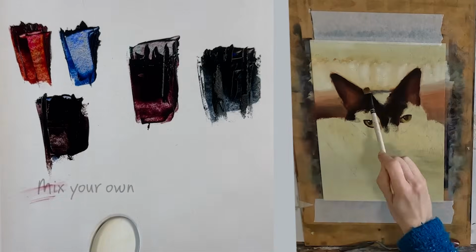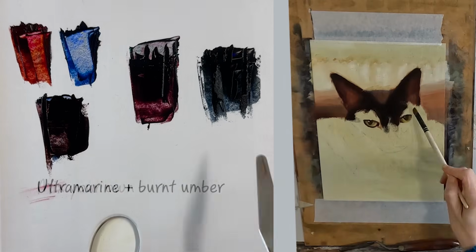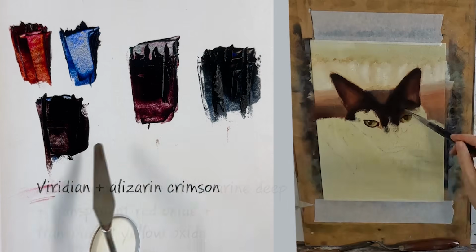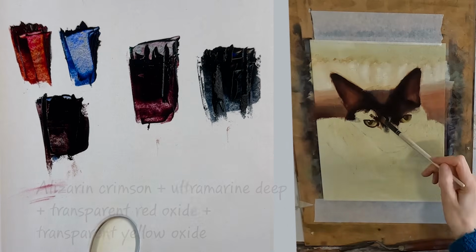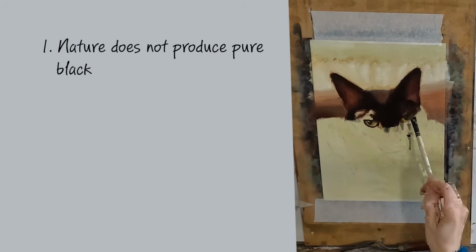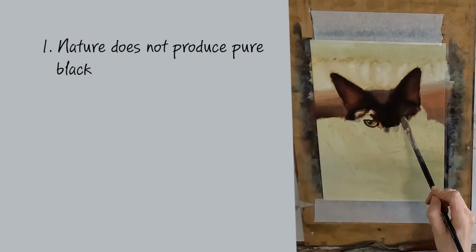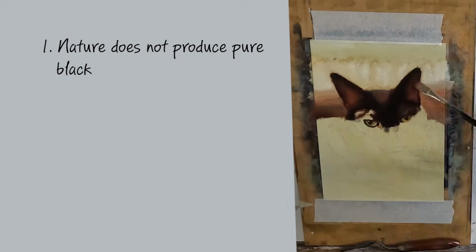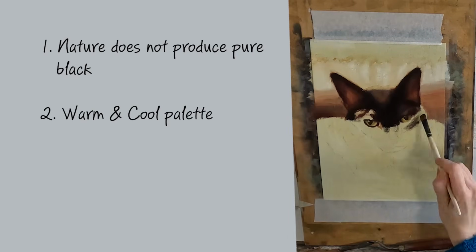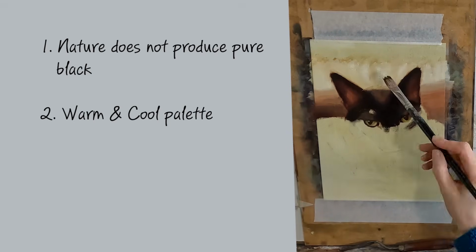If you are finding your black is flattening your painting or deadening your surrounding colours, the alternative is to create rich, vibrant blacks by mixing your own, just as I have done in this painting. These black mixtures give your painting depth and subtlety that tube black can't. Why mixing black works better? Firstly, nature rarely produces pure black. Shadows are almost always combinations of colours influenced by surrounding light, so it is best to try and account for this in your artwork. Secondly, mixing colours to create black allows you to use warm and cool palettes and take advantage of transparency and opacity.